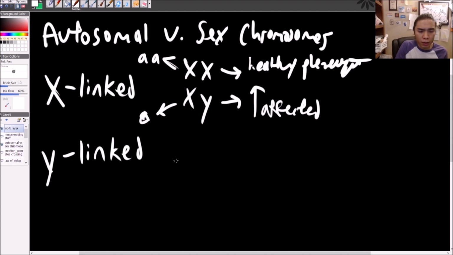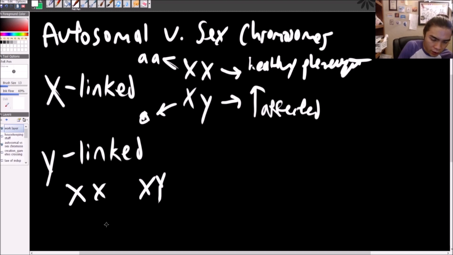Okay, and next we're going to talk about Y-linked. So this is a disease on the Y chromosome. It would be impossible for women to have it because they have XX, so they cannot even have the Y. So this is the mom, the dad, and this is the son. The son had to get a Y chromosome, and only the father could have provided it.